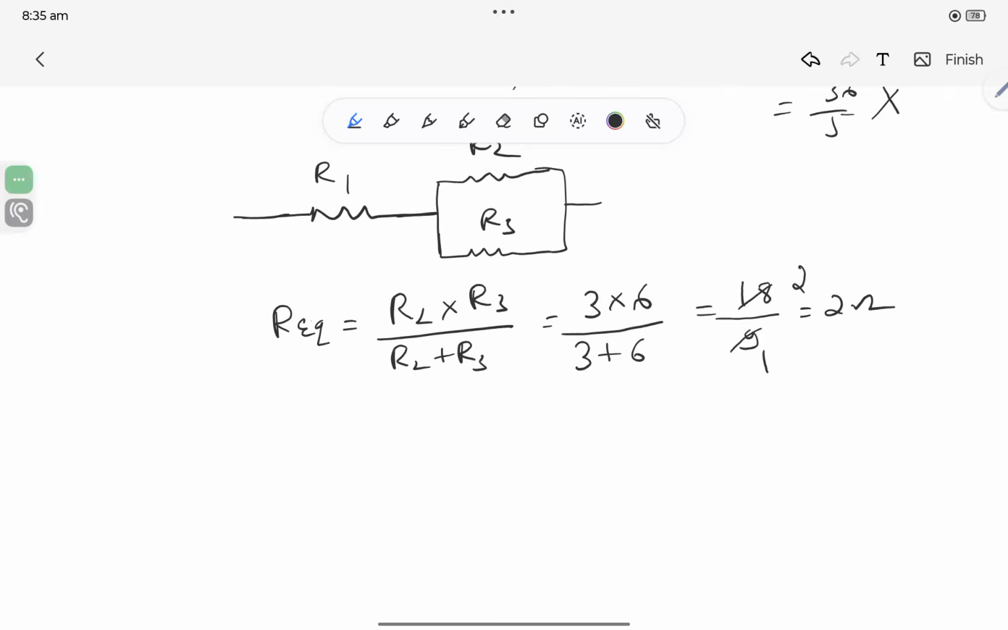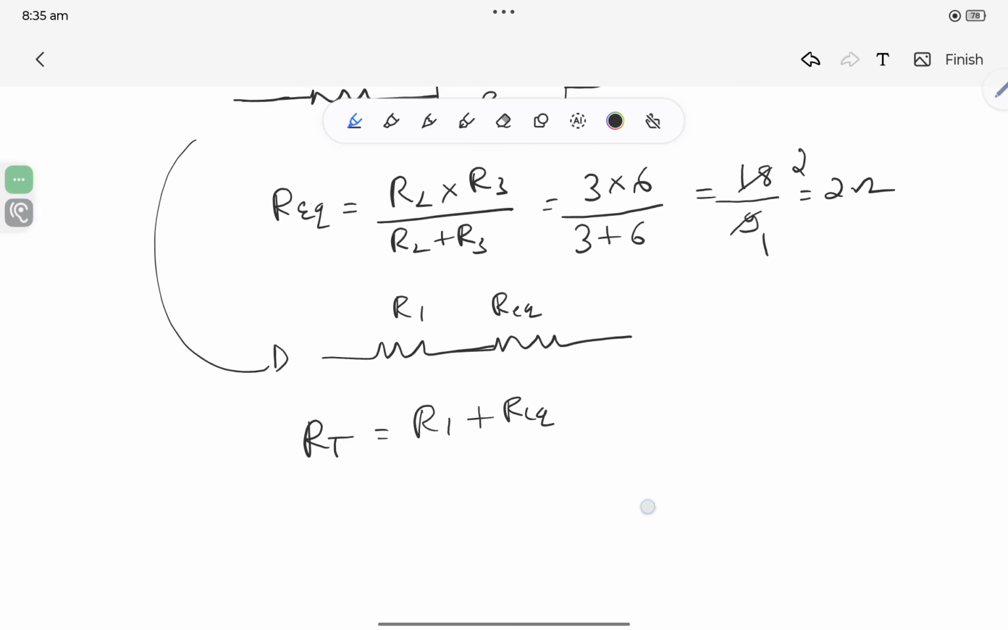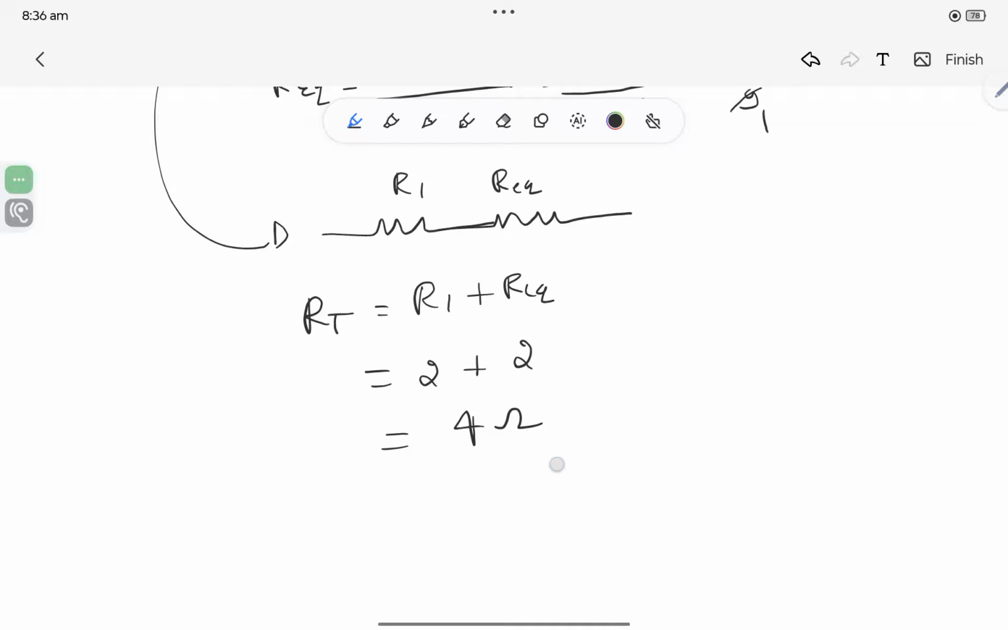Now our circuit will become R1 and R equivalent. These two are now in series. R total is equal to R1 plus R equivalent. R1 is 2 ohm plus R equivalent is 2 ohm, so 2 plus 2 is 4 ohm. So we successfully achieved our first case.